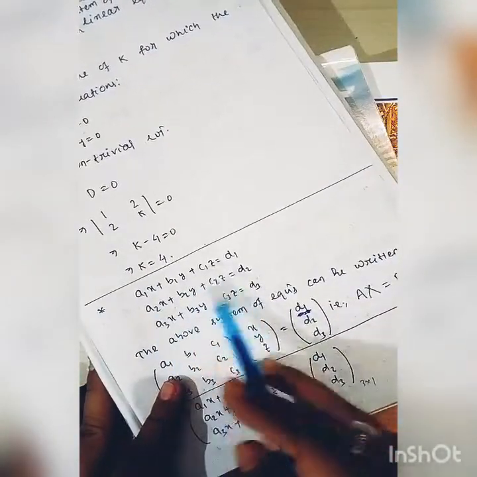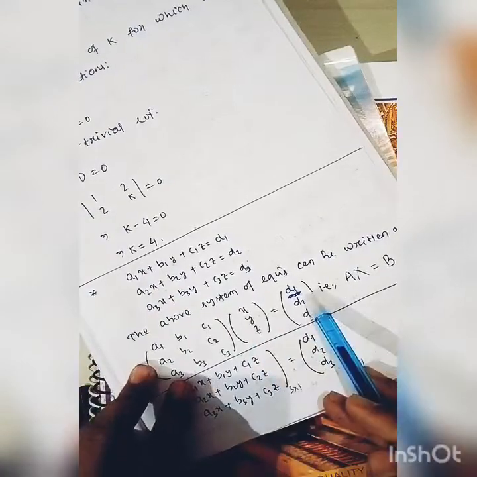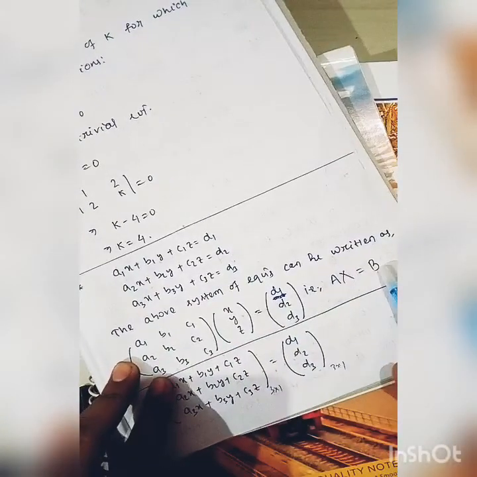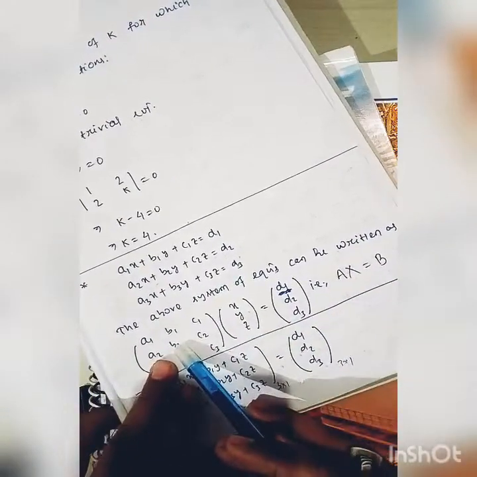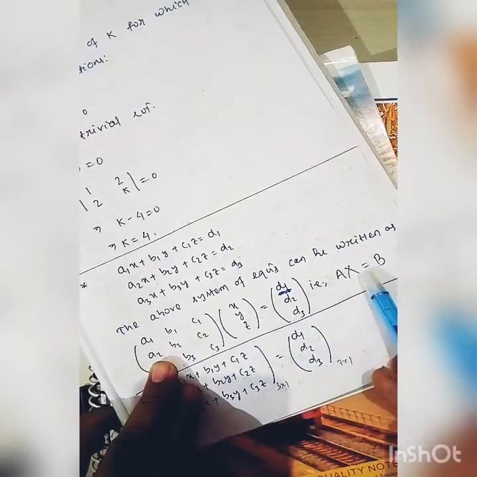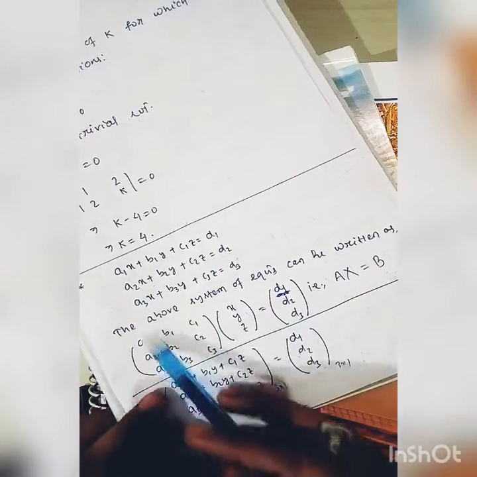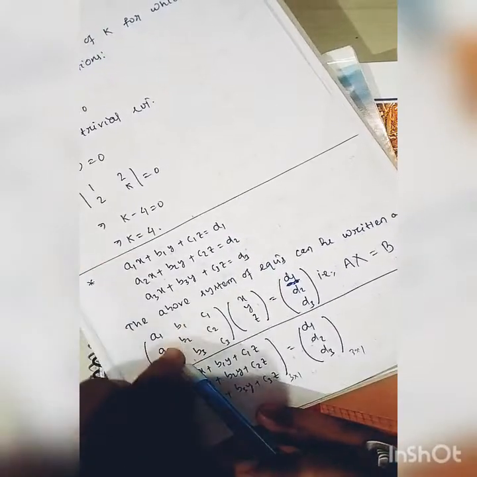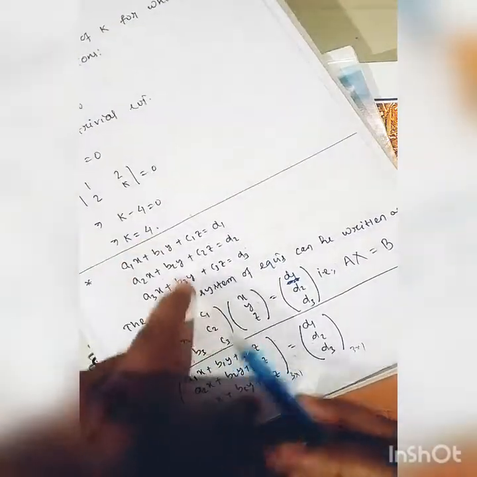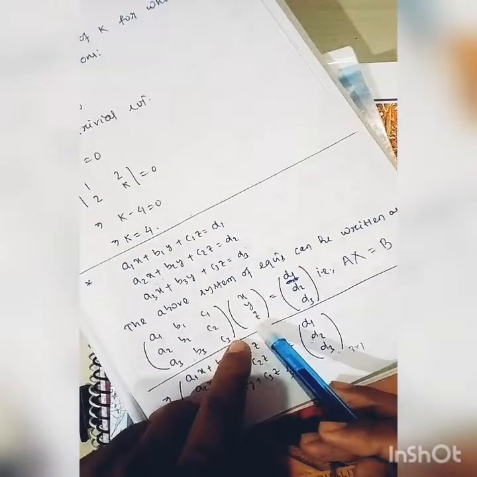Now, this system of equations can be written in this matrix form. That is A into x equal to b, where A is this matrix, x is this column matrix and b is this column matrix, where A is called the coefficient matrix. Here in this matrix, the first column is the coefficient of x, the second column is the coefficient of y, the third column is the coefficient of z, and x, y, z.